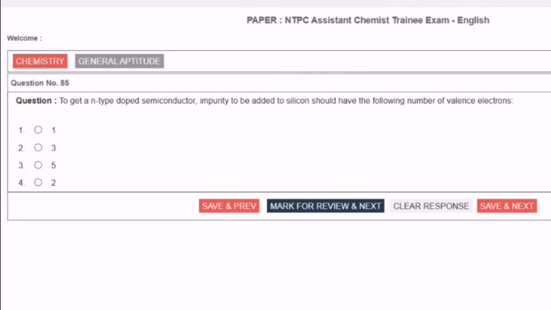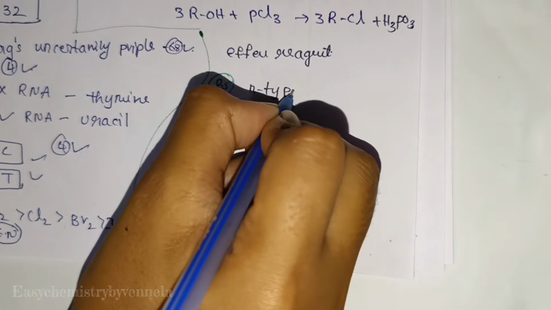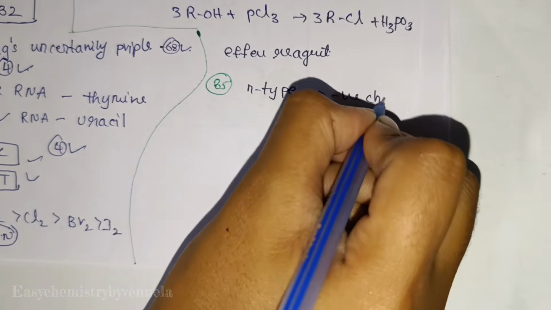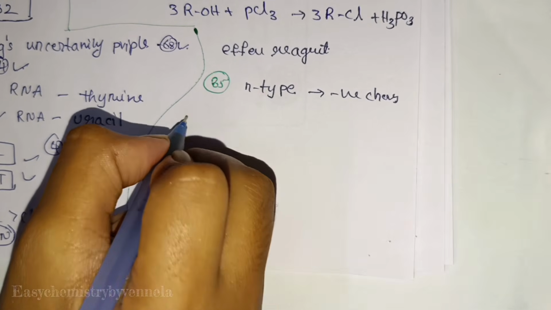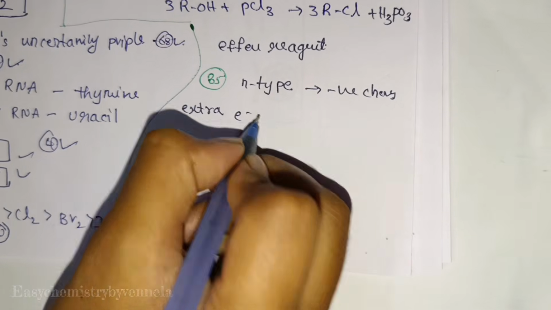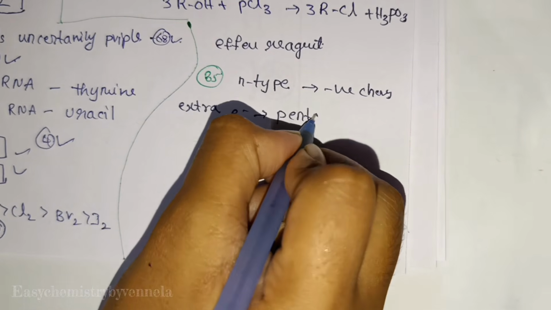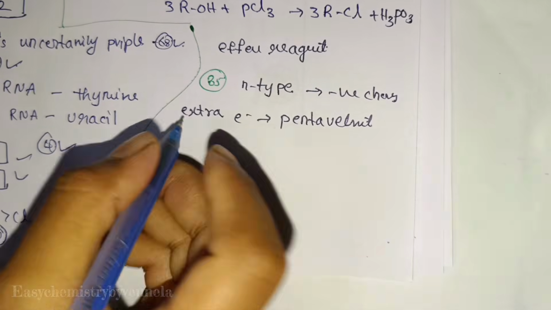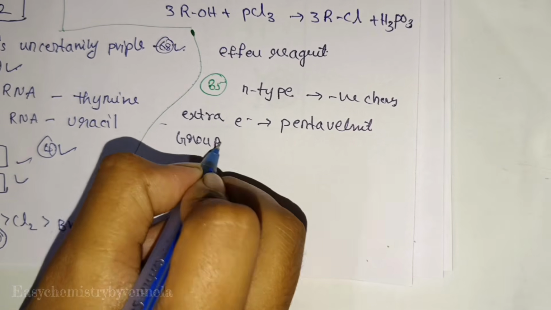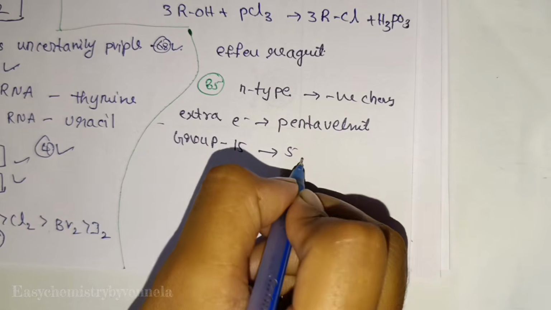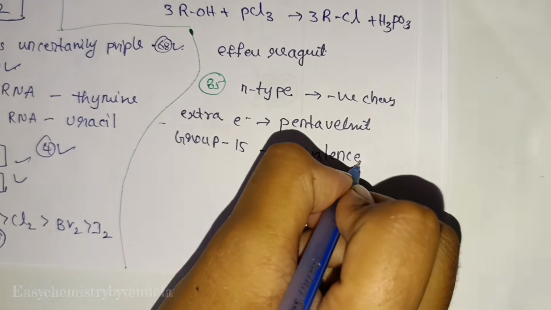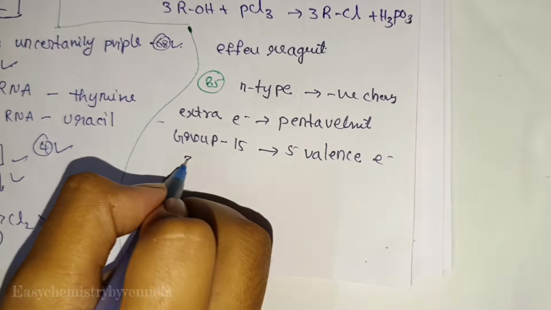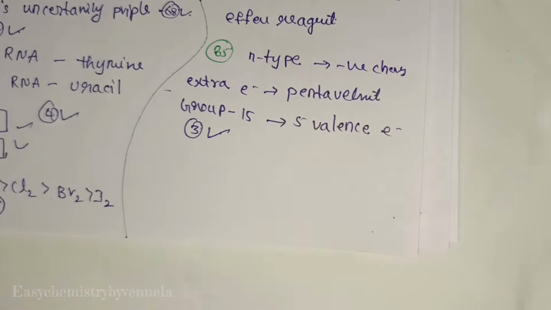Next question. To get an n-type doped semiconductor, the impurity to be added to silicon should have the following number of valence electrons. N-type. This is negative charge, carries negative charge. Extra electrons, that is pentavalent. Pentavalent, that is group number 15. So it has 5 valence electrons. So the correct option is the third one.